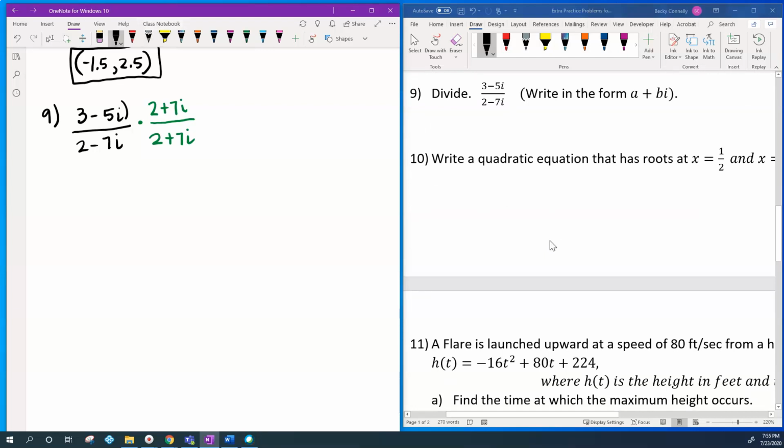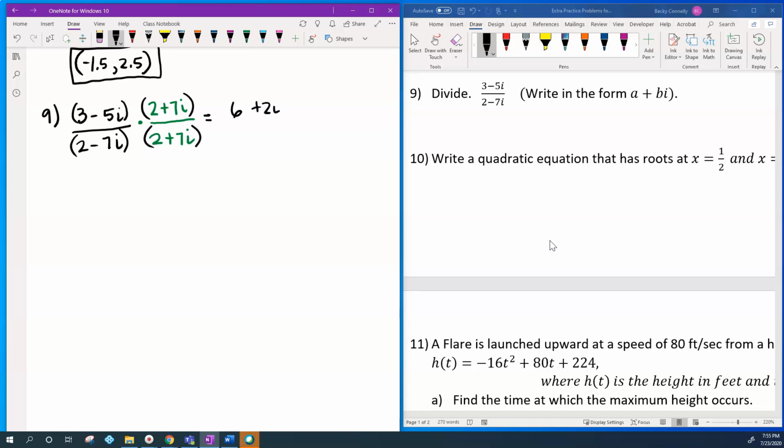Okay, so just like we did before, we're going to FOIL on the top and we'll FOIL on the bottom. And then we have to remember things that we know about i's in the end there. That's going to change a little bit for us. So 3 times 2 is 6.